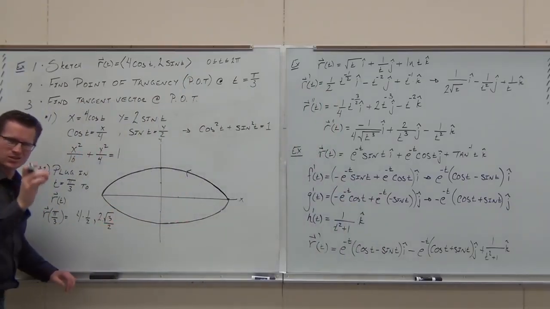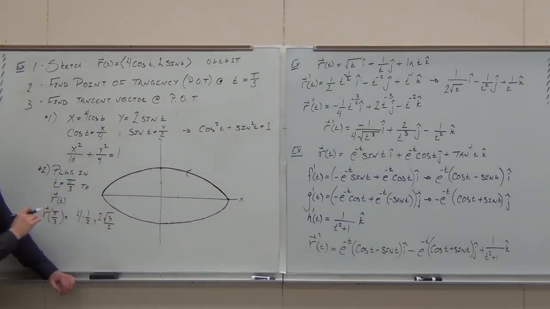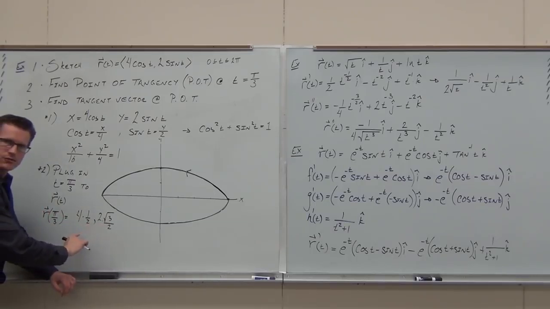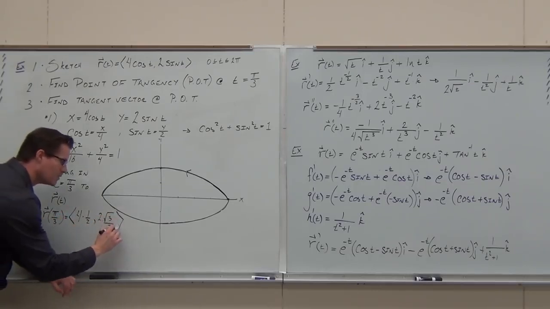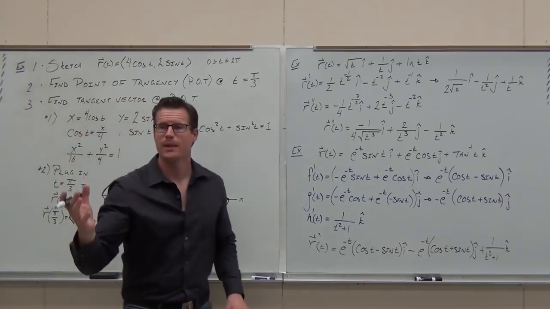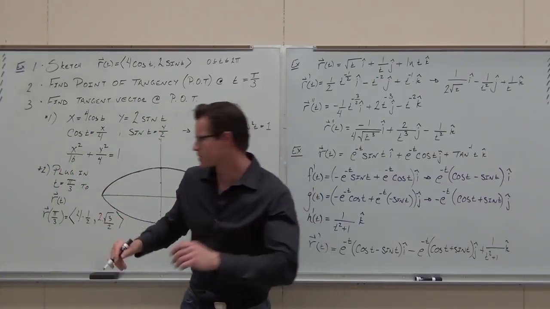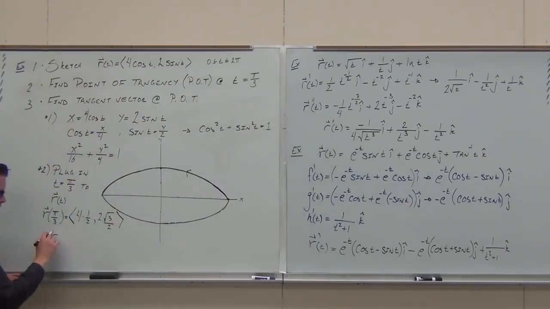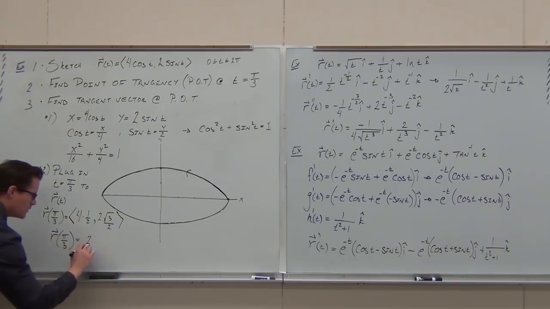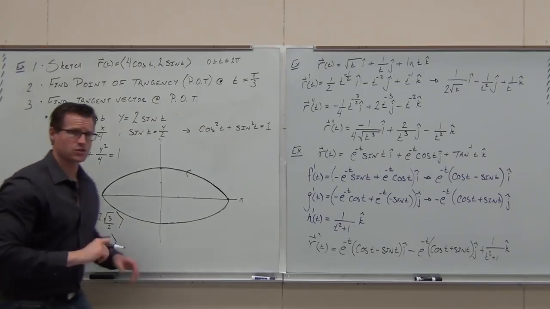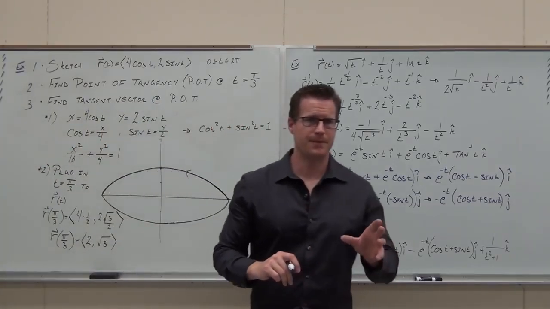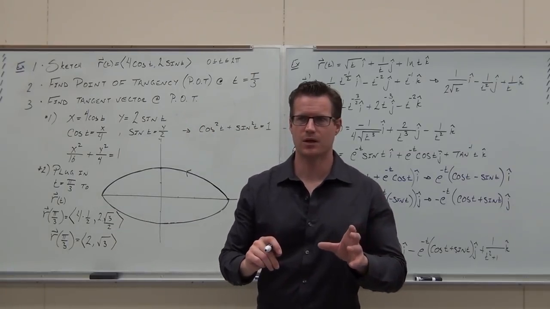Question. It's a slight thing, but question. Point or vector? Both. It is a vector, and you're going to simplify, of course. You're going to tell me that the vector is 2 comma root 3. That's the vector. Are you listening to what I'm talking about?